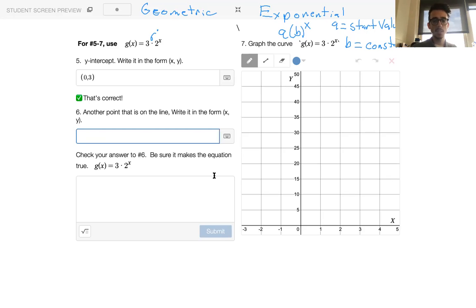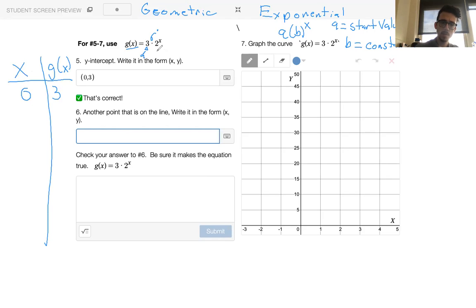Another point on the line, we'll get to that when we start to graph this out. So what I'm going to do is set up a table, get some points more organized, call this x, call this g of x, because this is a g of x function that it's noted as. I know 0, 3 is on the line. What's my common ratio here? What's my b term? We know 3 was a, so that would make 2 b. So this is saying that every time I move up 1 in the x direction, I multiply by 2 in the g of x direction. So 3 times 2 is 6.